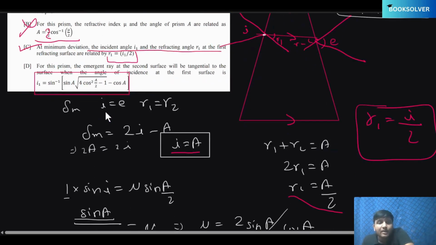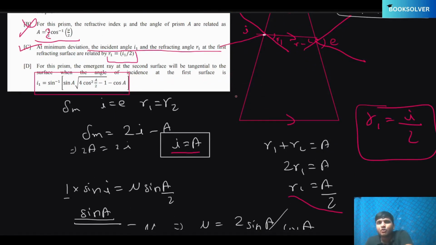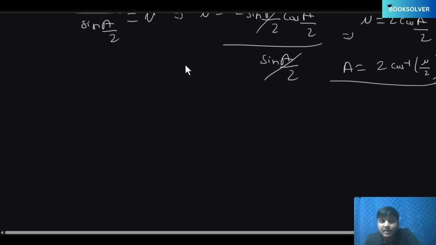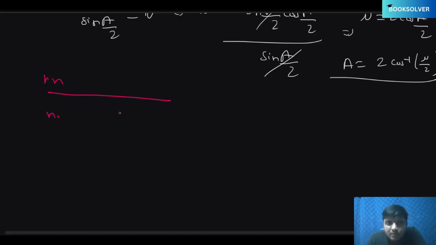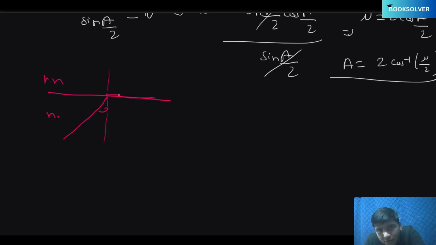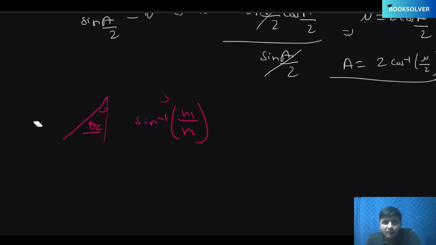Now for the prism, when the emergent ray at the second surface will be tangential. So when the ray becomes tangential at the critical angle, if you know the concept of Snell's law, Snell's window and total internal reflection. So suppose this is the surface of N1 and N2. This is the normal line. Any ray incident at this angle moves on tangentially to the surface. This angle is called the critical angle, that is theta c. It is generally equal to sine inverse of n1 by n2. Okay, so let me erase this. We will use these concepts here to solve this question.